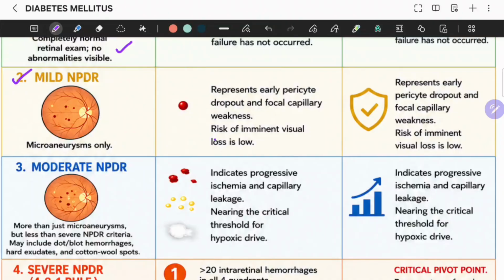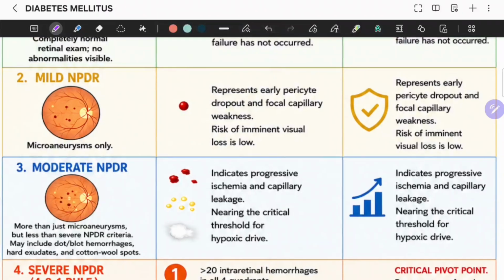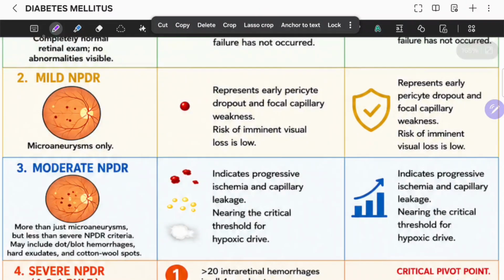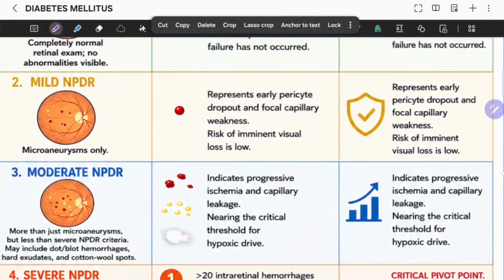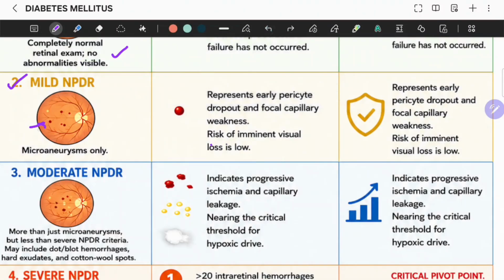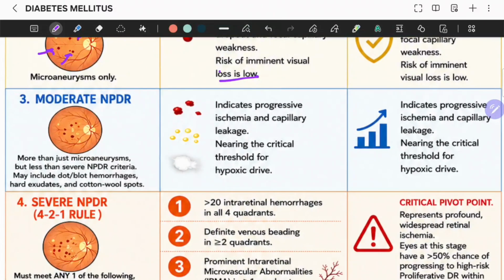Coming to the mild type of NPDR, there you can see only microaneurysms in the form of red dots. You can see in this image here itself. This is a schematic representation. Here itself you can see red dots. This represents early pericyte dropout and focal capillary weakness. Risk of imminent visual loss is low. Okay, then comes the moderate NPDR.